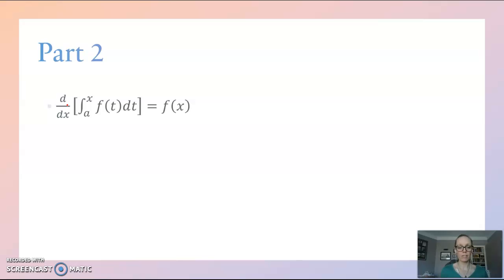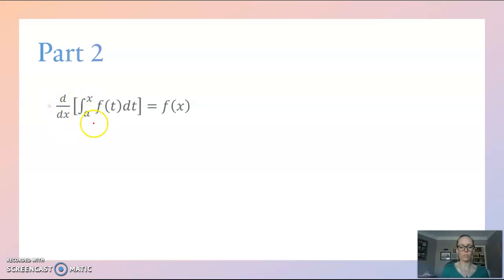So you probably have recognized in even our discussions with antiderivatives that when you see that integral symbol, you are undoing what the derivative does. And so that is the relationship that we know of as an inverse function. And we know that inverse functions or inverse operations undo each other. So that's the relationship that we're seeing here in part 2, that if we take the derivative of an integral function, the derivative and the integral cancel out.